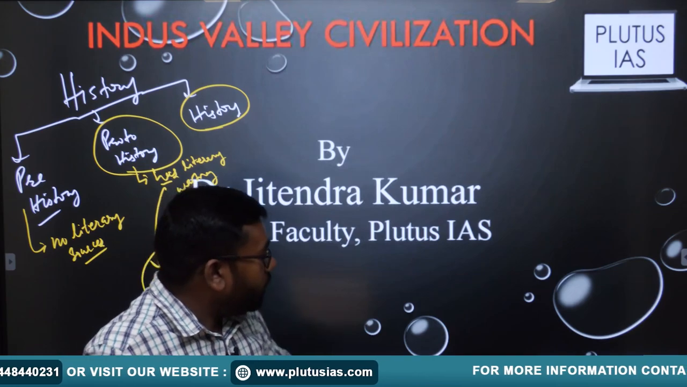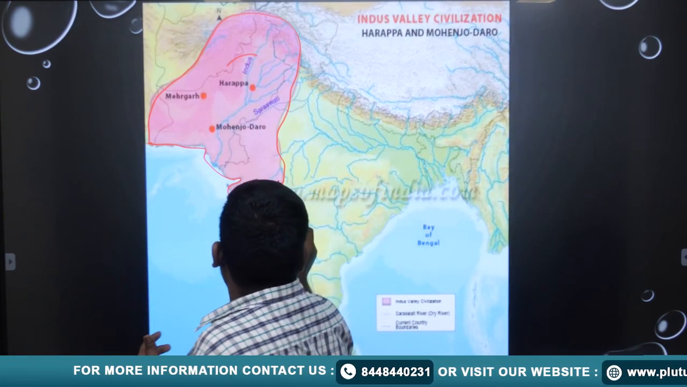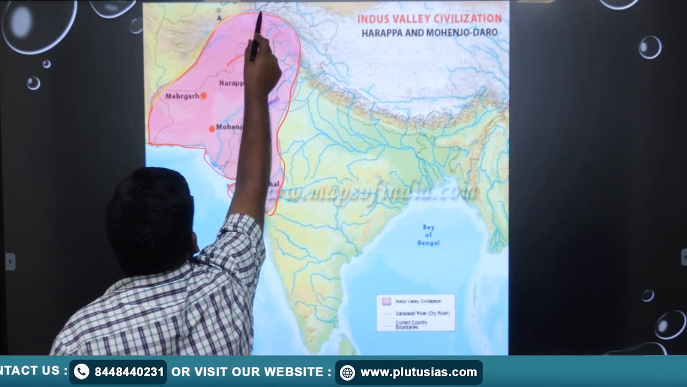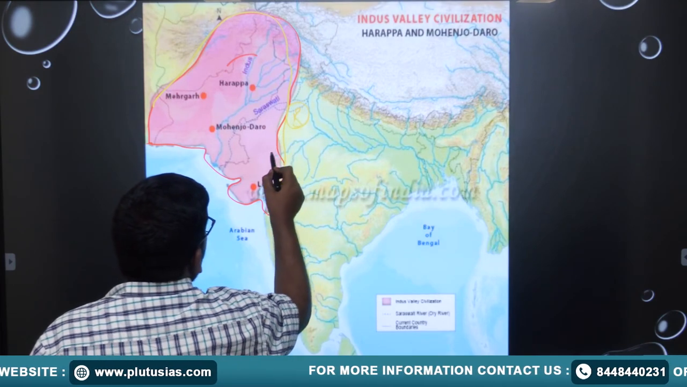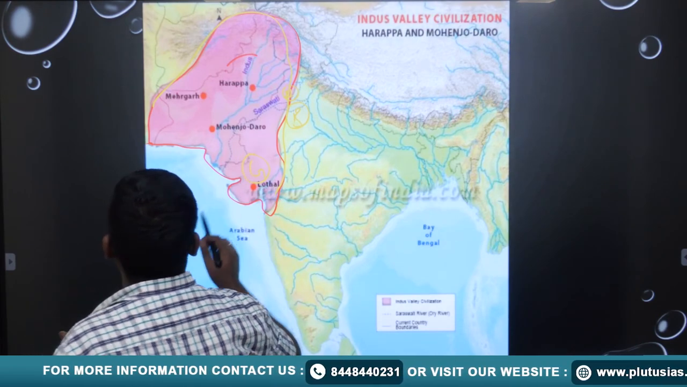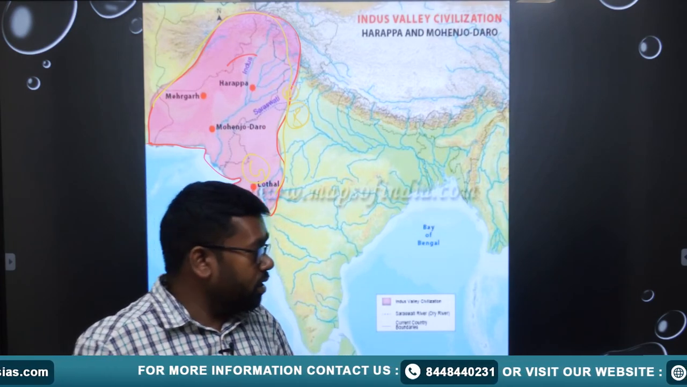Alright, okay? So when we go here, if you find the settlement of Indus Valley civilization, especially, it was starting from this Mehrgarh region of the northwest India, and then it is coming to some parts of Rajasthan, and then some parts of Haryana, Punjab, and then Gujarat. So basically the settlement of Indus Valley civilizations is only in the northwest part of India. So let us start discussing how these civilizations originated.